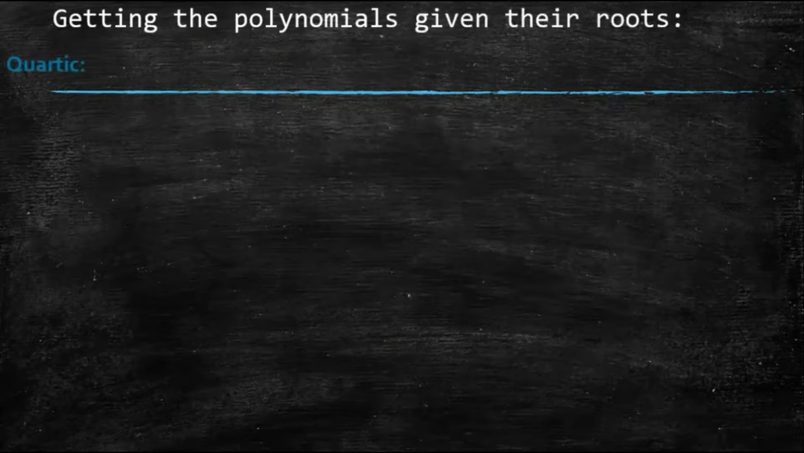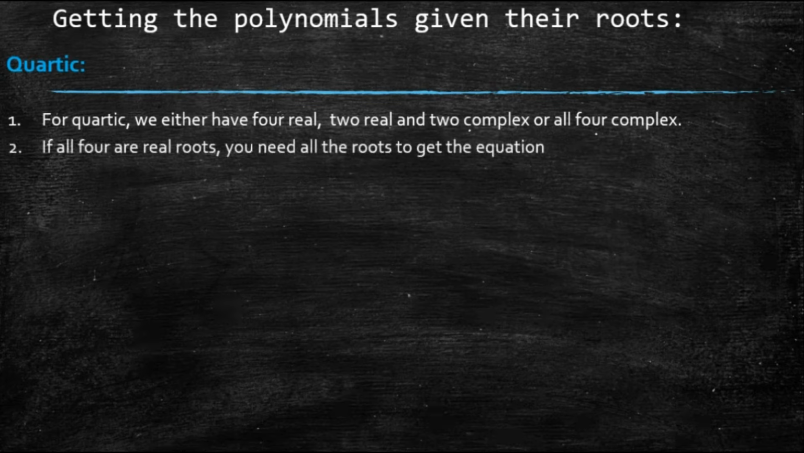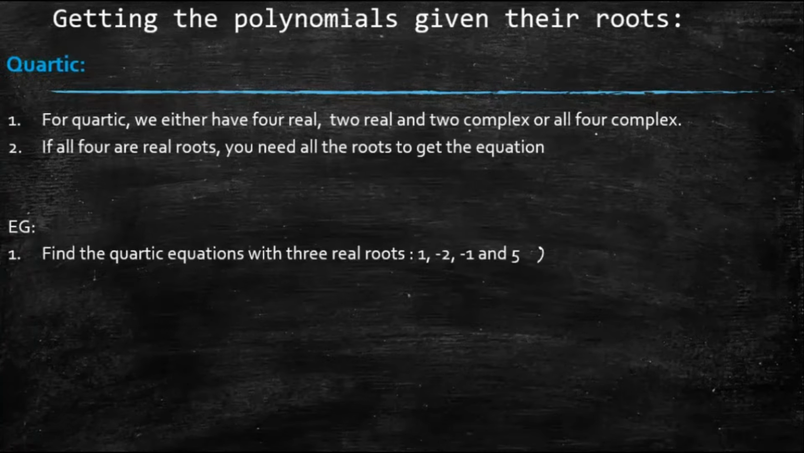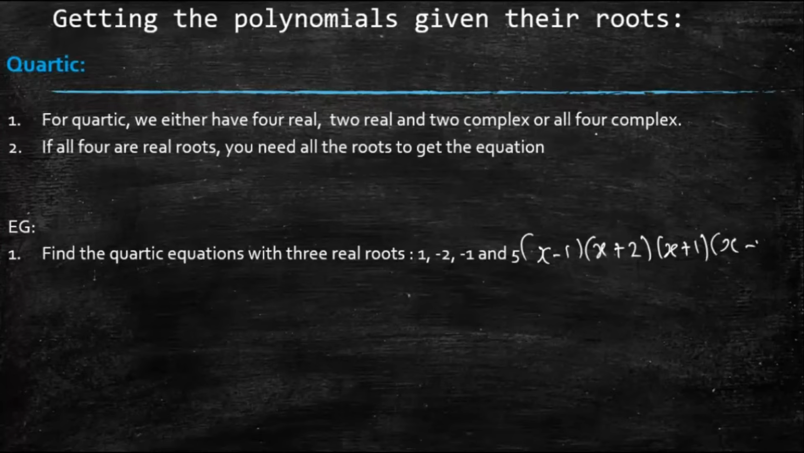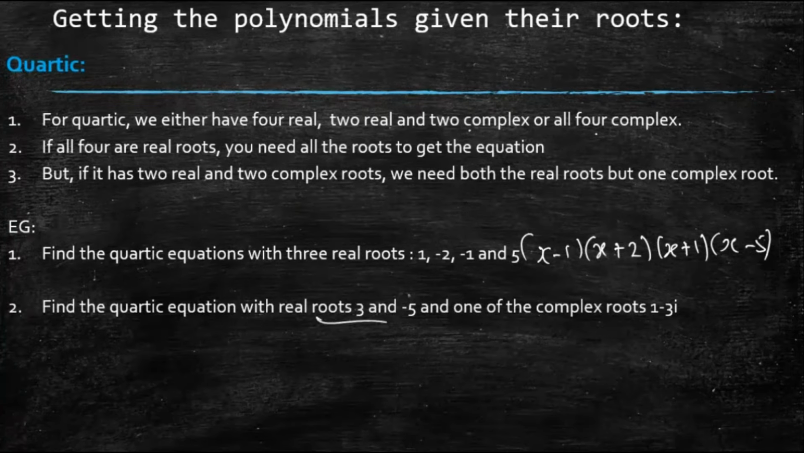Moving on to quartic. In a quartic, you can have different options. All four real roots, two real and two complex, or all four complex. If all four are real roots, of course, you need to be given all the four real roots so that you can make the equation like this with linear factors. And this is easy, you would have done this before. Then there's the case of two real roots and two complex roots. What do we need? You need both the real roots, and it's enough if you have one complex root so that you can get the other complex root.